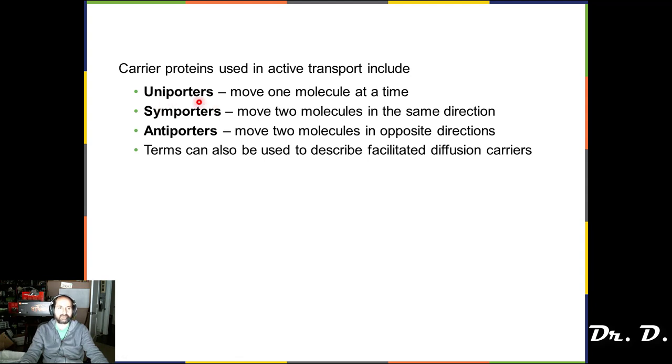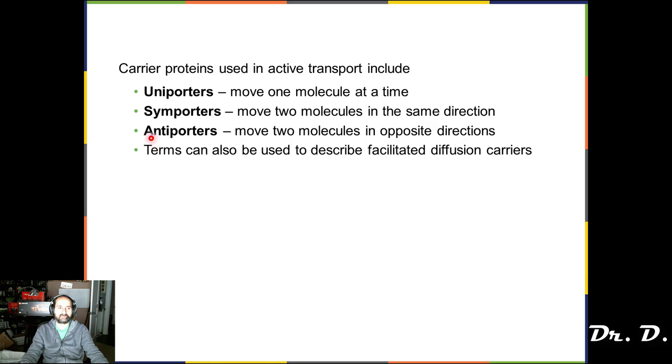This slide is terminology for you. There are different kinds of these transporters. Uniporters move one molecule. Symporters move two different molecules in the same direction. Antiporters move two molecules in opposite directions. So let me just break it down for you real quick.